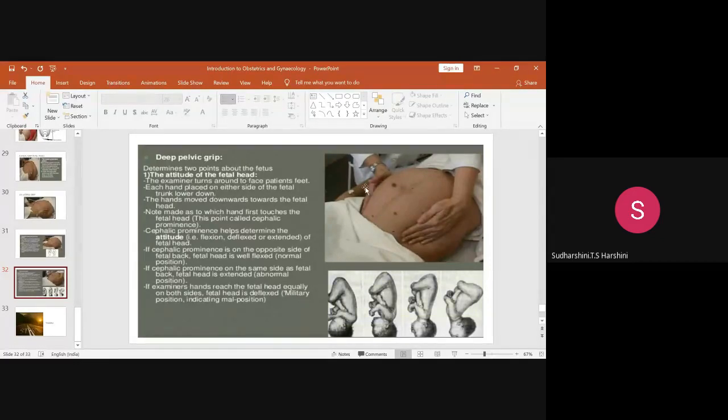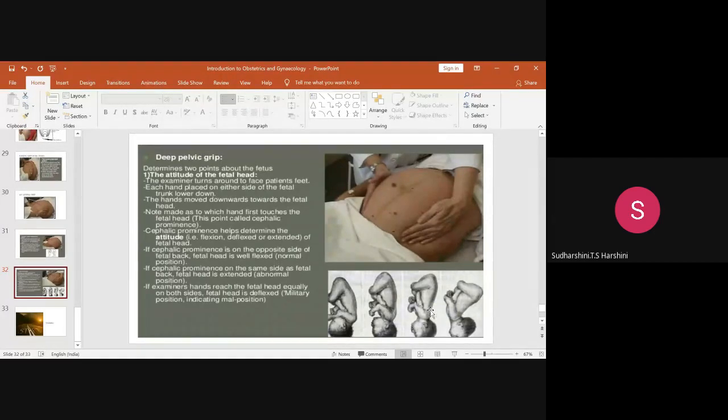It is a bit deeper grip. You don't read these things. Just look at this picture. You have to start palpating from the fundus of the uterus with both the right hand palmar aspect and the left hand palmar aspect slowly. The first prominence that you feel, you're going to mark that on the right side, and the first prominence on the left side that you're going to feel, that also you're going to mark.